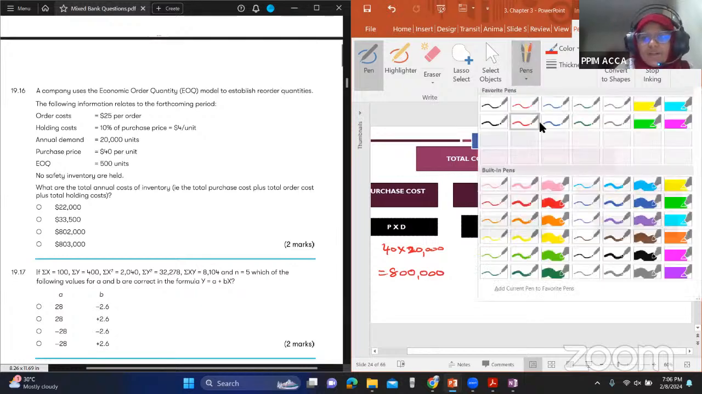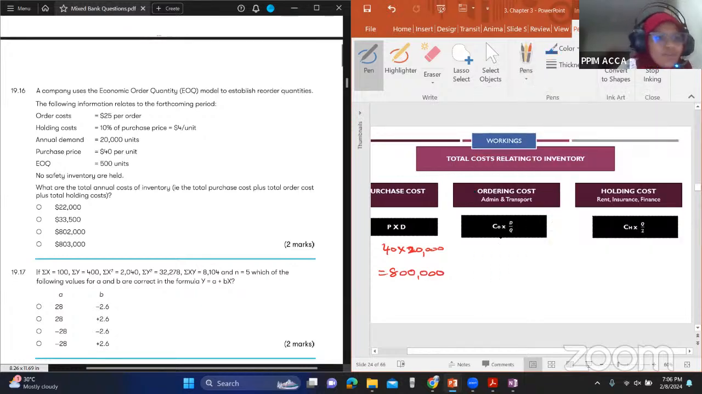Then let's do the ordering cost. That is the cost of ordering, which they say is 25 per order, multiplied by again the annual demand, which is 20,000, divided by Q, the quantity that we have ordered. Here they are saying the company uses the EOQ model, so EOQ will be the quantity that they order, because that will minimize their cost. That will be 500. So 25 into 20,000 divided by 500, the order cost will be 1,000.